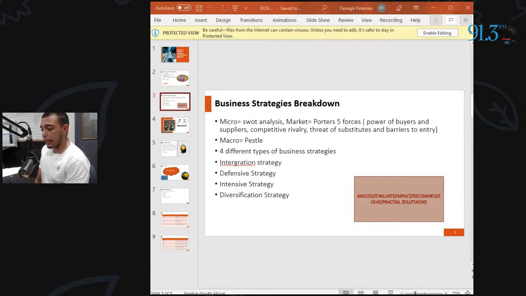There are also 4 different types of business strategies that we have to look into, which always come in the paper. It is very important. We have integration strategy, defensive strategy, intensive strategy, and diversification strategy. Integration strategy is broken down into 3: forward integration, backward integration, as well as horizontal integration. Later on in our paper I will explain it further to you.